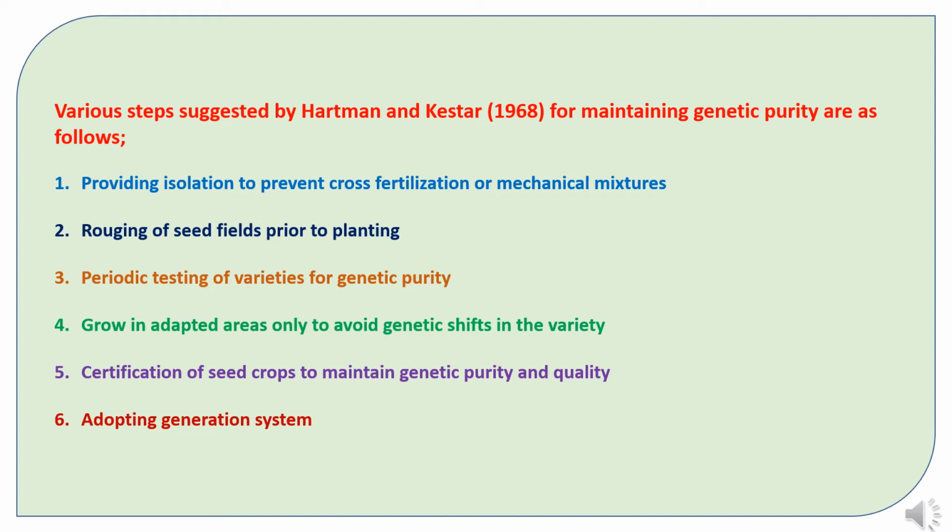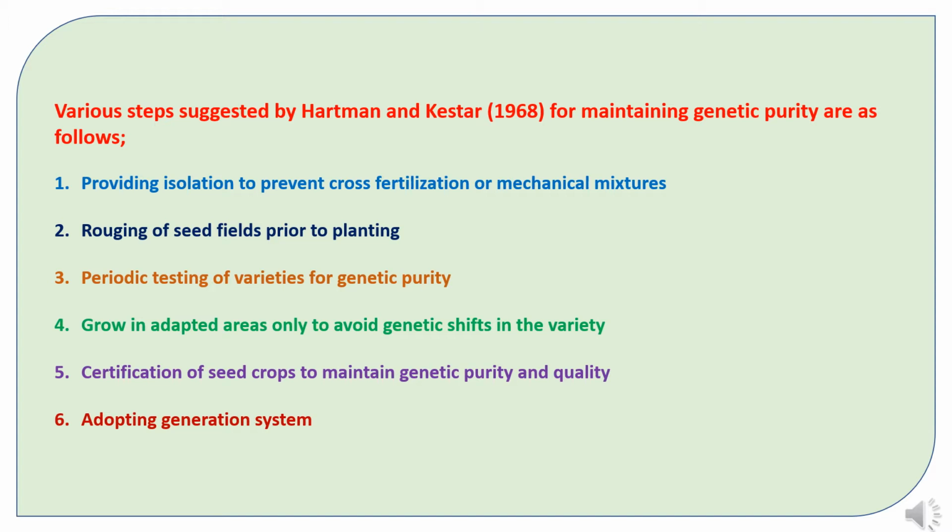Second is roguing of seed fields prior to planting. Means before planting we have to check the field selection. There should be no any issues of volunteer plants, means pre-existing plants which were grown in previous season of same crop. Roguing refers to the removal of such plants.